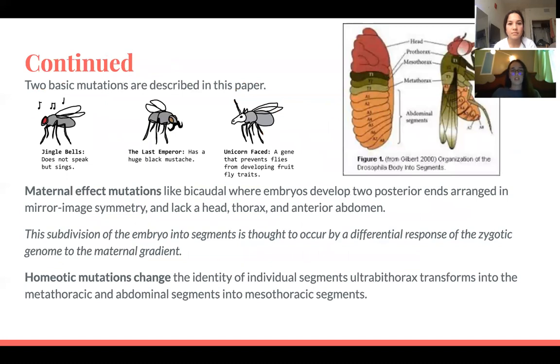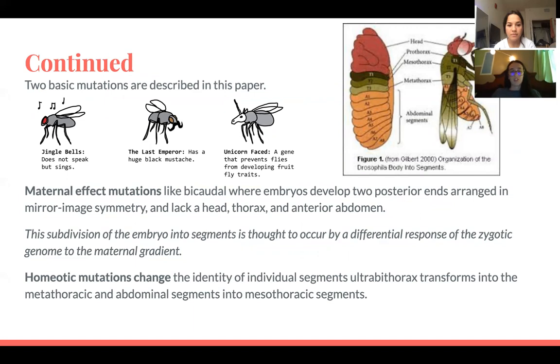Two basic mutations are described in this paper. The maternal effect mutations, where the embryos develop two posterior ends arranged in mirror image symmetry and lack a head, thorax, and anterior abdomen. This subdivision of the embryo into segments is thought to occur by a differential response of the zygote genome to the maternal gradient.